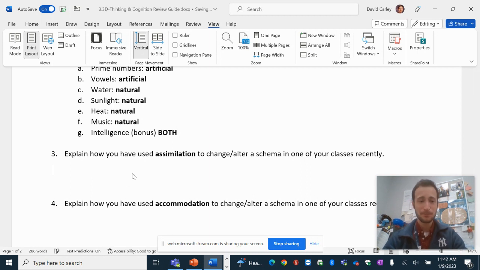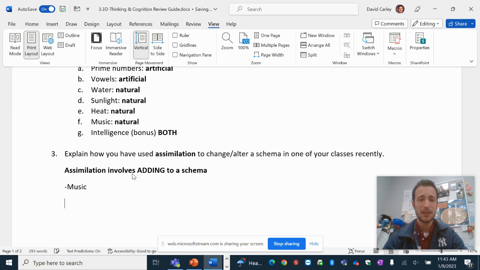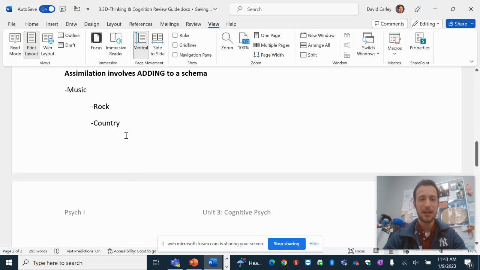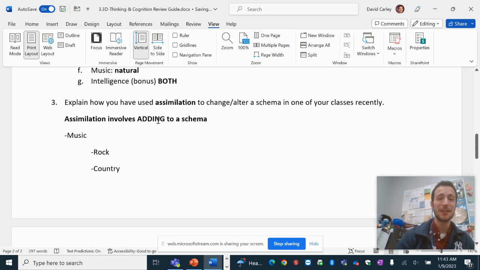How you use assimilation. Remember, assimilation involves adding to a schema. You pick a concept, whether it be music, and then maybe you learned about music groups. You learn about different genres and country, and then you learn about disco. I don't know why I thought of that one. But then you learn about this new one called Rockabilly. It involves rock and country. It's going to be awful, but now you've got that. If you don't know what that is, you can look it up. So that would be assimilation, adding to the schema.